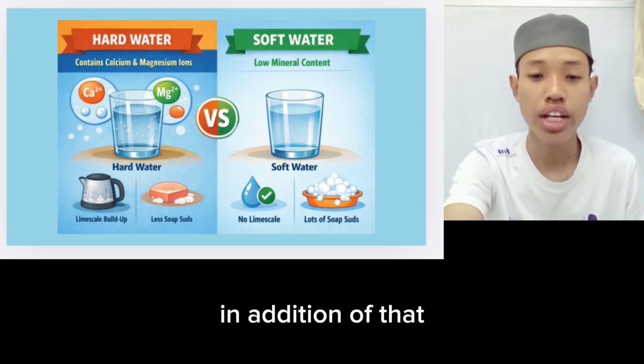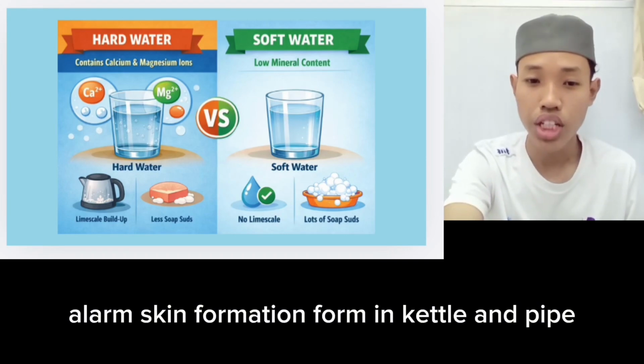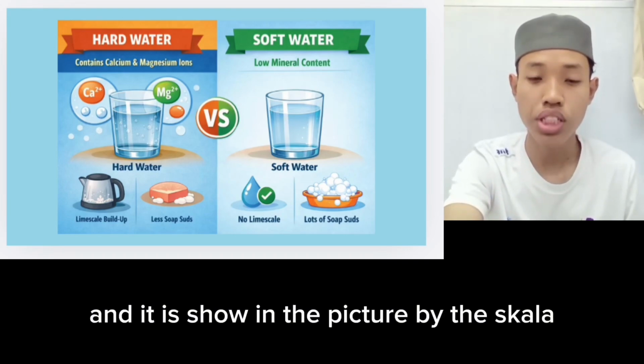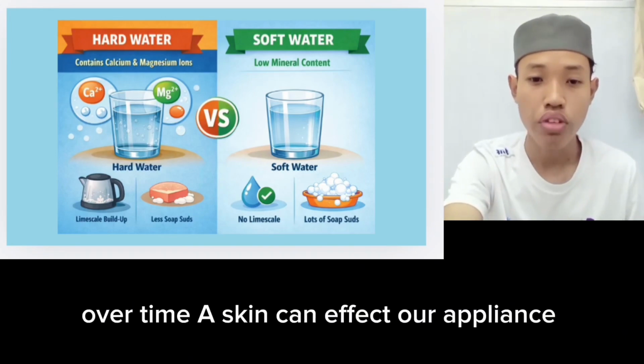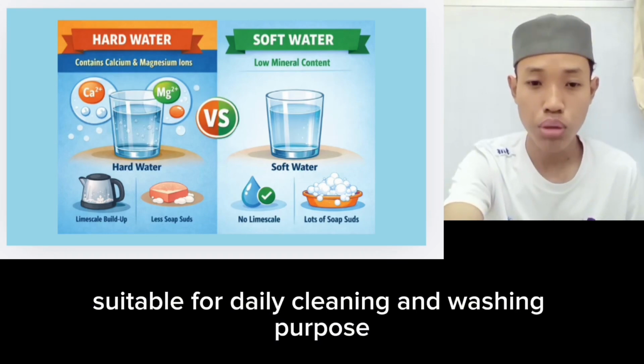In addition to that, hard water causes limescale formation. Limescale forms in kettles and pipes, and this is shown in the picture by the scale build-up image. Over time, the scale can affect appliances and reduce their efficiency. Therefore, hard water is not suitable for daily cleaning and washing purposes.